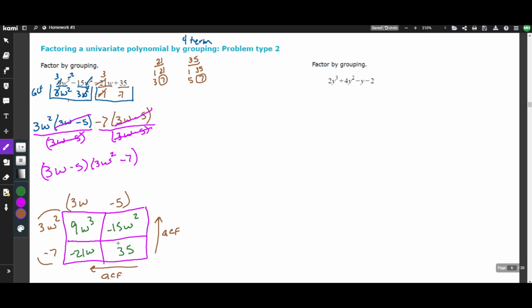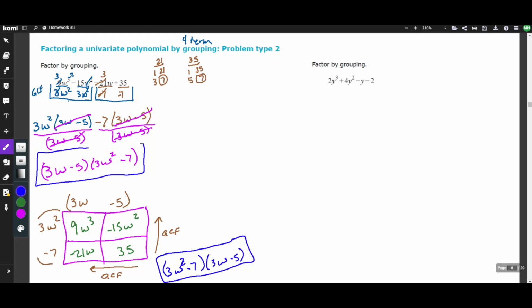So my final answer would be 3W squared minus 7 times 3W minus 5, which is the same answer. The parentheses are just written in reverse order. Since I'm multiplying, I could put either one first. Same answer, both ways to do it. It's just a matter of how you like it and which way makes more sense for you. Just watch your signs. Both ways are perfectly valid.